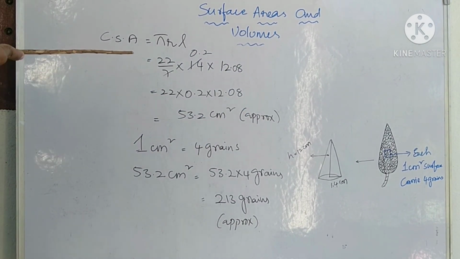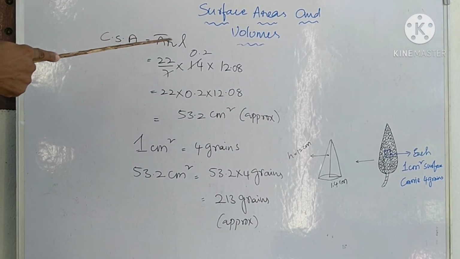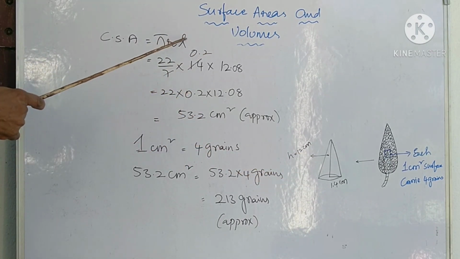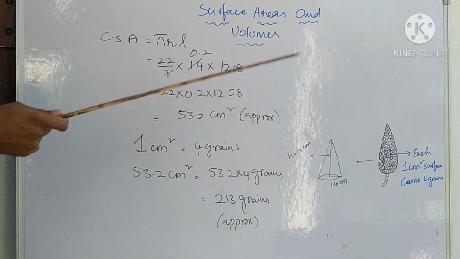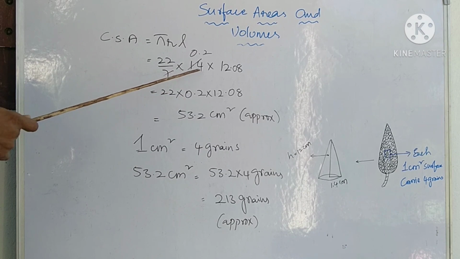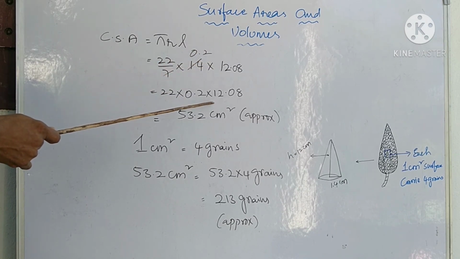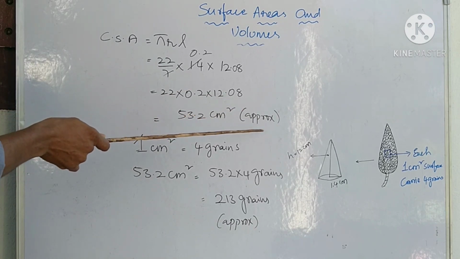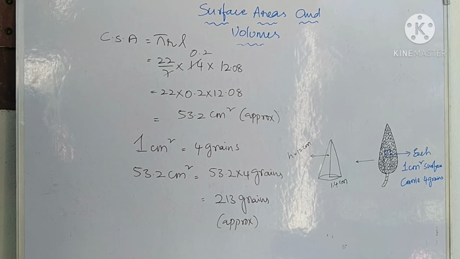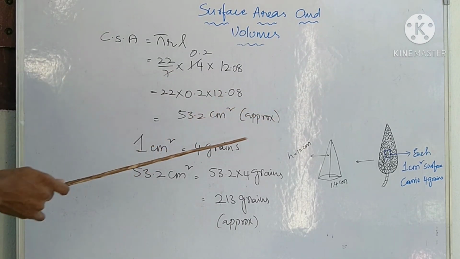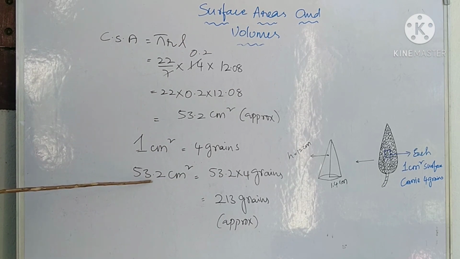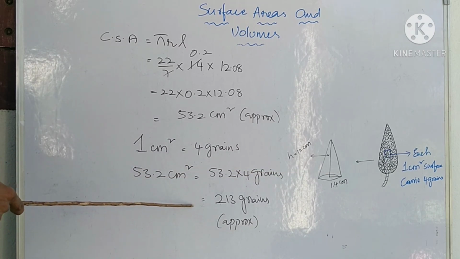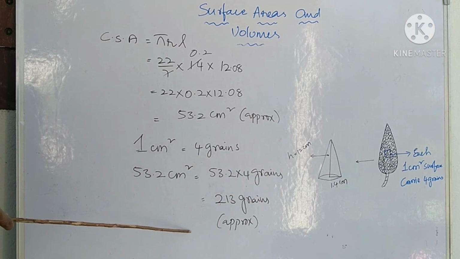So curved surface area formula is pi r L. Pi means 22 by 7. Radius of its base is 1.4 centimeters into slant height 12.08. So that is equal to 22 into 7 2s are 14, so 0.2 times 12.08. That is equal to 53.2 centimeter square approximately. So each 1 centimeter square can cover 4 grains. For 53.2 centimeter square, 53.2 into 4 grains. So that is equal to 213 grains approximately.